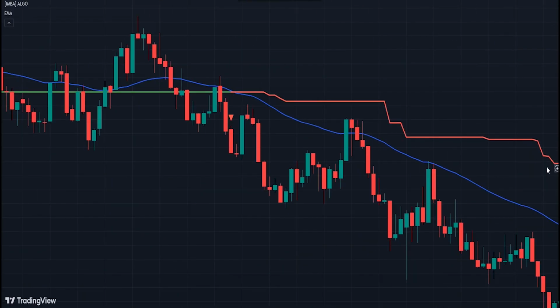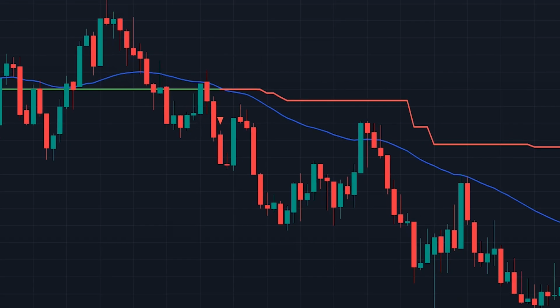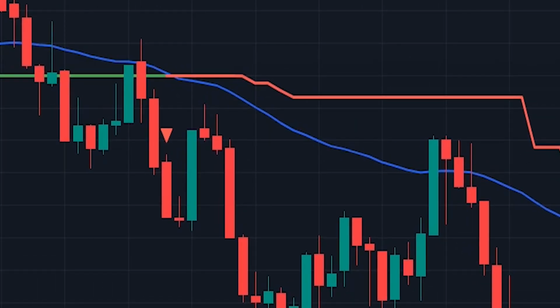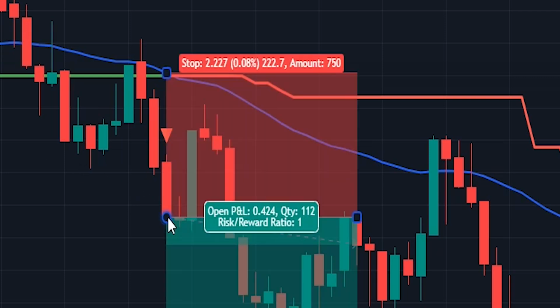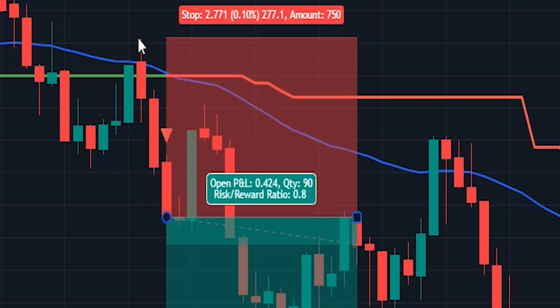Let's look at some examples. Here we see a red triangle formed, and the moving average has also turned red. Thus, our first two signals are confirmed. Has the triangle formed below the EMA 50? Yes. So we can enter a sell position at the close of this candle.